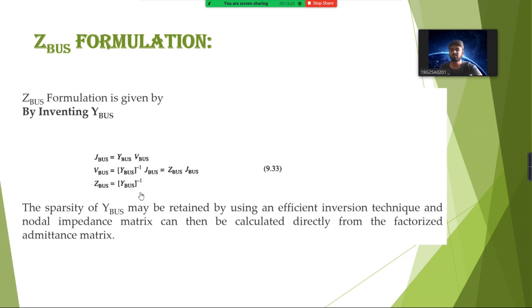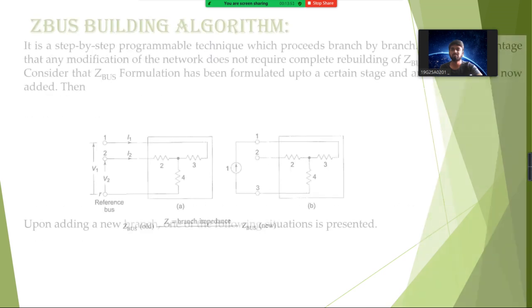You can see here J-bus is equal to Y-bus into V-bus, and V-bus is equal to Y-bus inverse into J-bus, which is Z-bus into J-bus. We all know Z-bus is equal to Y-bus inverse, and we will get this. This is the formulation of the Z-bus matrix.